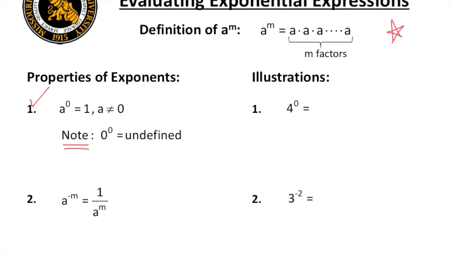As an illustration, consider 4 to the 0 power. Since the base is a 4 and not 0, 4 to the 0 power, according to this first property, is equal to 1.